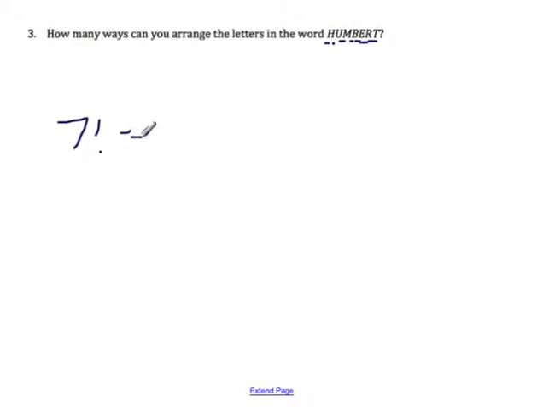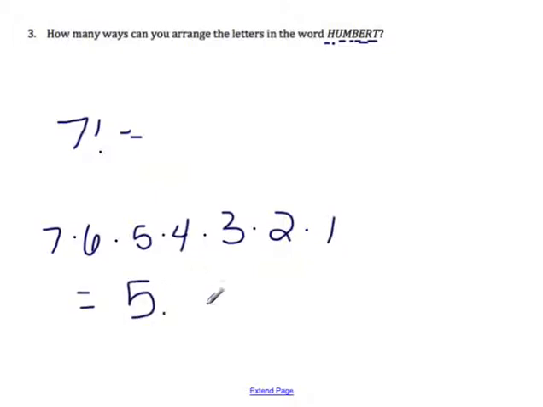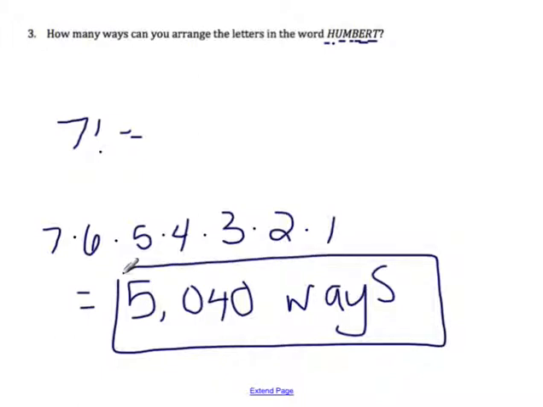We can just straight do 7 factorial, which is 7 times 6 times 5 times 4 times 3 times 2 times 1. And so then you're just going to punch that in your calculator. 7 times 6 times 5 times 4 times 3 times 2 times 1. And when you do that, you get 5,040 different ways that you can arrange my last name. Again, please make sure you're labeling your answer.